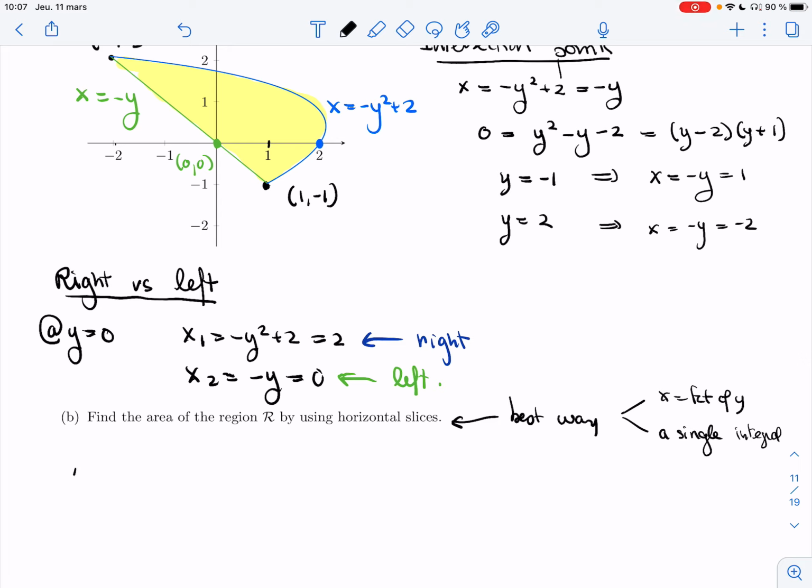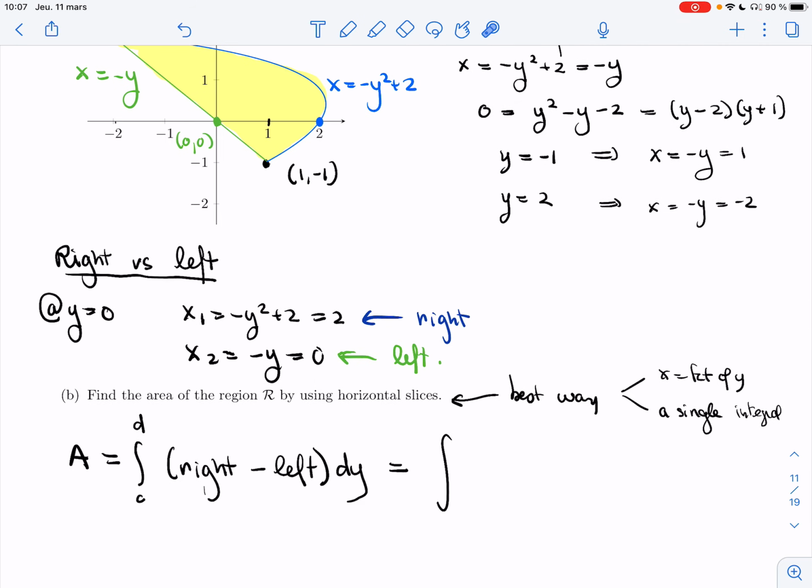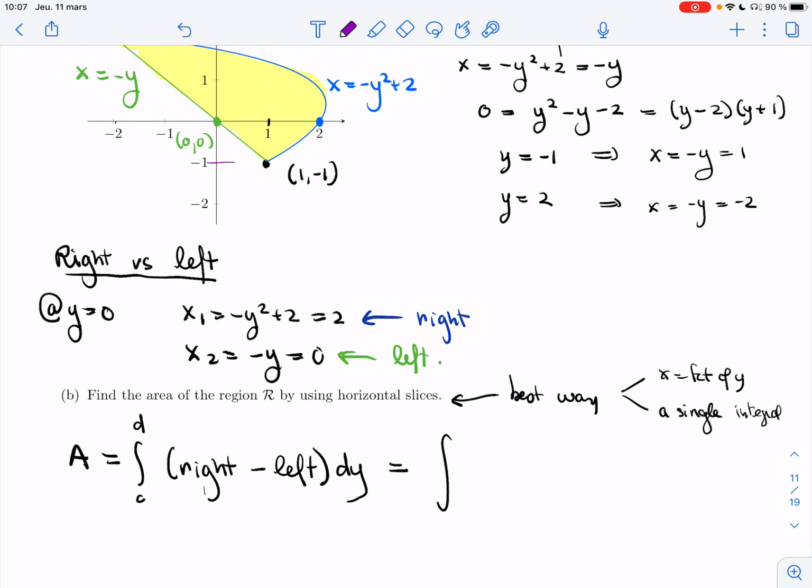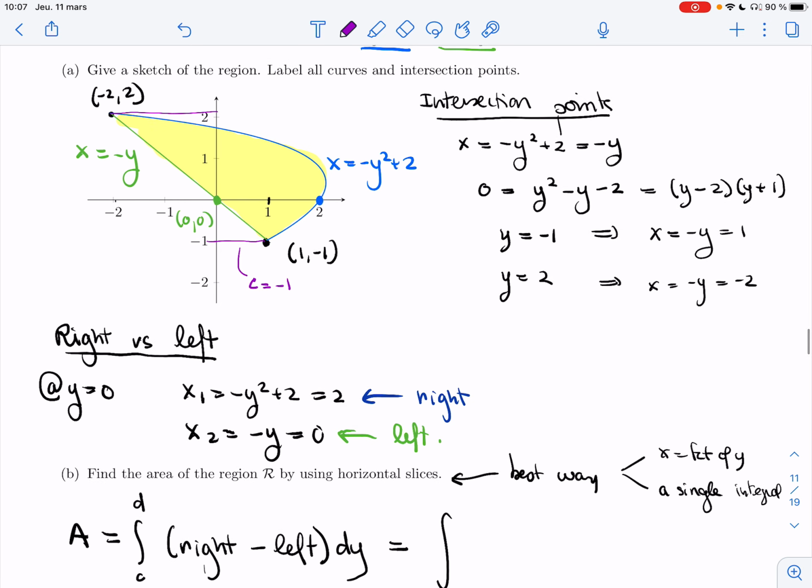All right, so let's set it up. For horizontal slicing, it's C to D, right minus left. Remember, C and D are the values of y because I have dy here, so y is my variable. Don't want to see any x's in the formulas or in the bounds. So the bottom value of y is minus 1, so c is minus 1. And the top value of y is 2, and so d is 2.